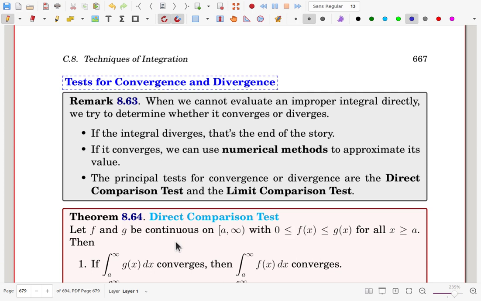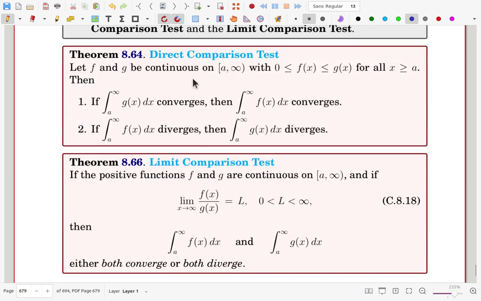And if the integral converges, then we may try to use some numerical technique to get the value. So we have to test whether the integral converges or diverges. We have two major tests: the direct comparison test and the limit comparison test. This one is the direct comparison test.